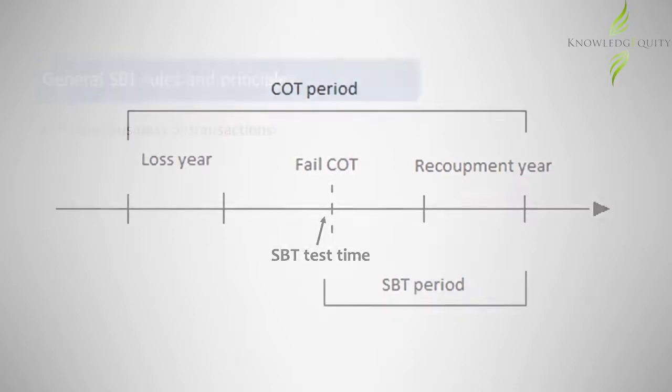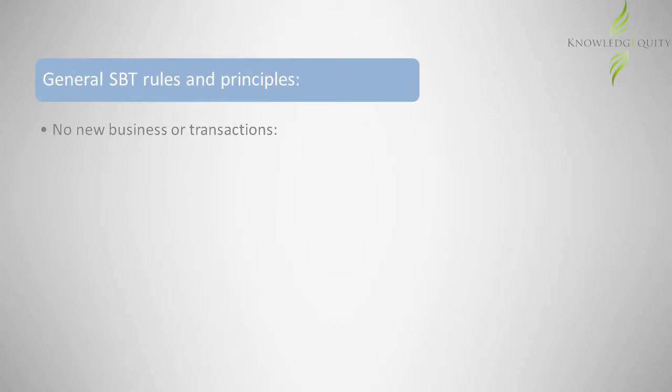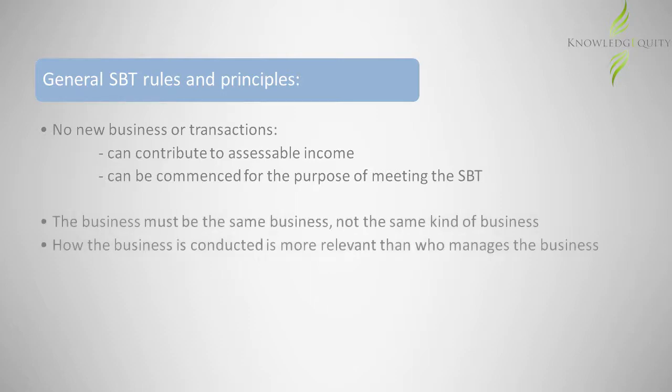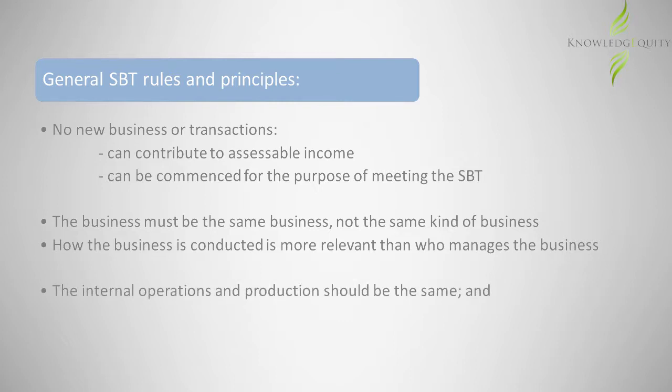Further, no new business or transactions can contribute to assessable income or be commenced for the purpose of meeting the same business test. The same business test is a more subjective test than the continuity of ownership test, and so relies on case law to clarify and apply the principles. For example, the internal operations and production, as well as the end use of the products, should continue to be the same. If the same business test is satisfied, then the company can recoup the tax losses.